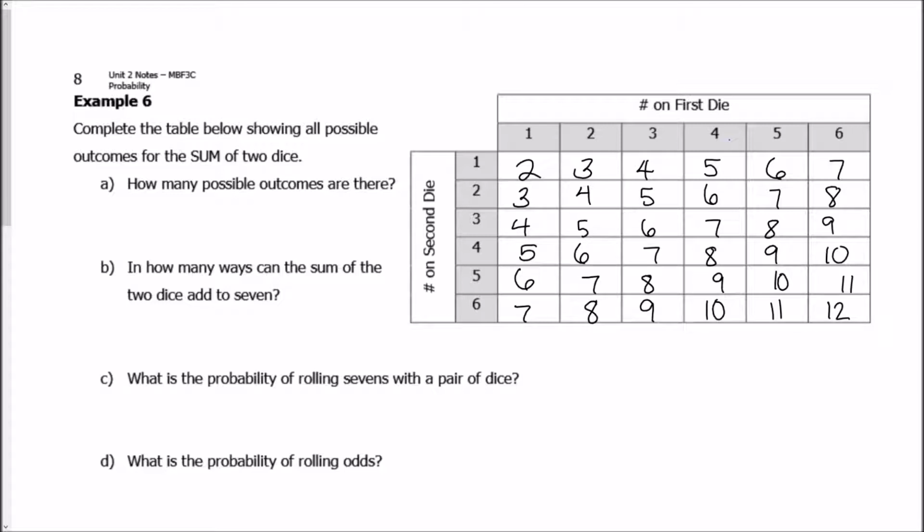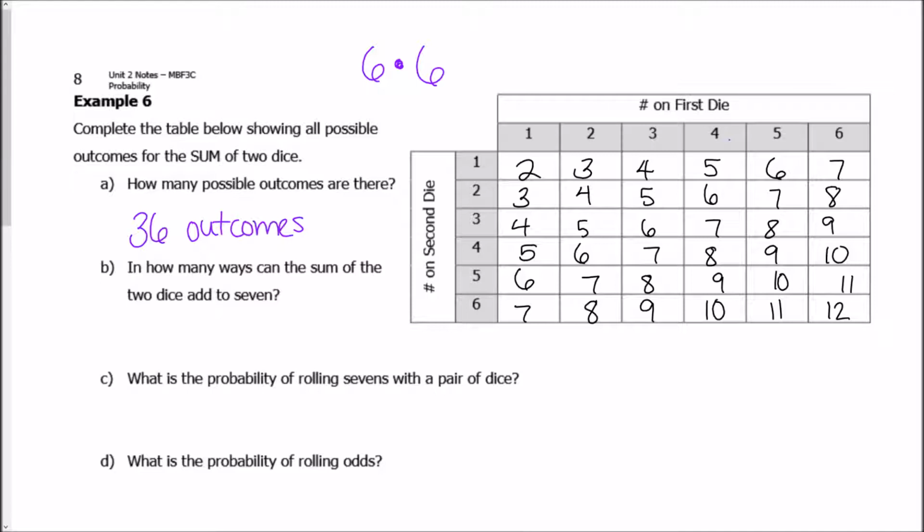So question A says, how many possible outcomes are there? Well, it's exactly the same as the last time we did this, but this time we're just calculating the sum as opposed to writing out what both outcomes are going to be. So there are still going to be 36 possible outcomes. And again, we can figure that out by saying that there were 6 outcomes for the first die, 6 outcomes for the second die, multiply those two together, and you end up getting 36.